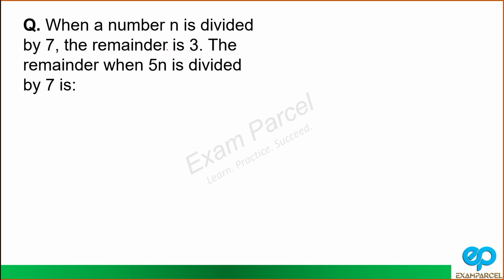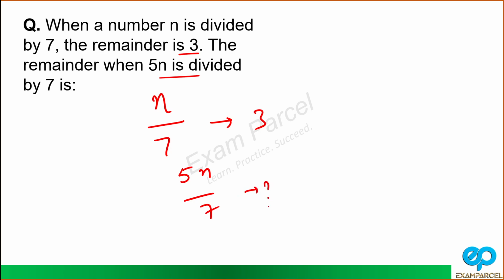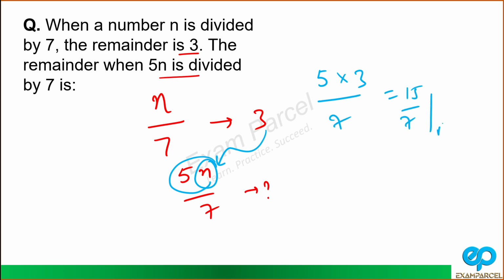The question says, when a number n is divided by 7, the remainder is 3. The remainder when 5n is divided by 7. So what I will do here is, I will not explain the first method. Obviously, you can do it that way. I will simply use the second method. So n by 7 gives me 3. So 5n by 7 will give me what, right? Simply replace this n with the old remainder, right? So 5 into 3 by 7, 15 by 7, remainder will be 1, right? So finally our remainder is 1.